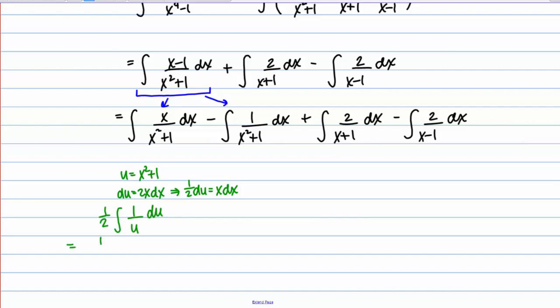Okay, so that just gives me 1/2 times the natural log of the absolute value of u. We'll add in our plus c at the very end of everything. So then substituting my u back in, 1/2 of the natural log of x squared plus 1. I dropped the absolute value symbols since x squared plus 1 is always positive.